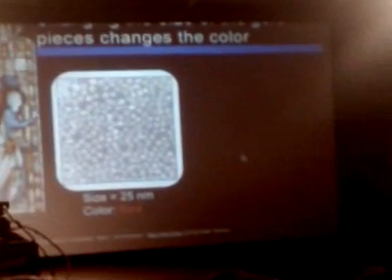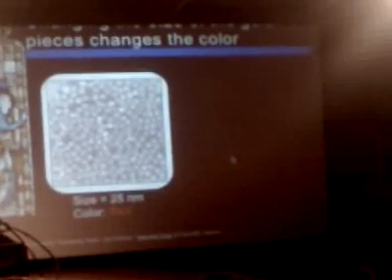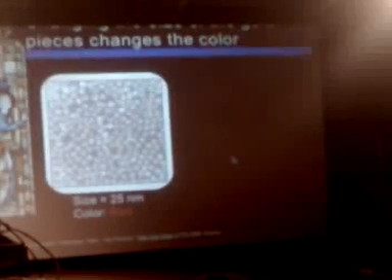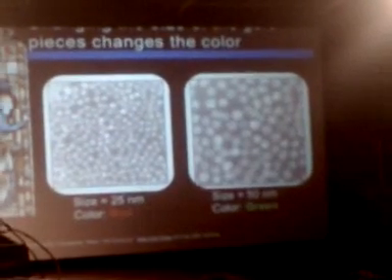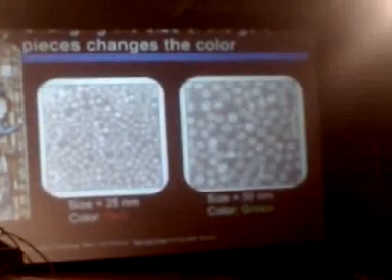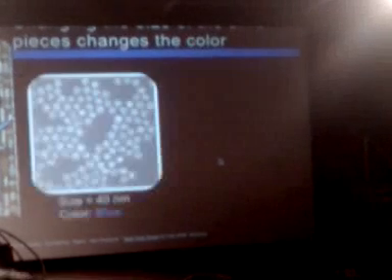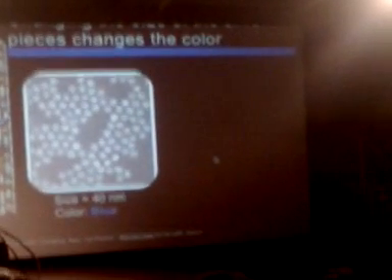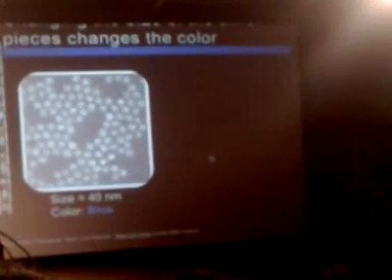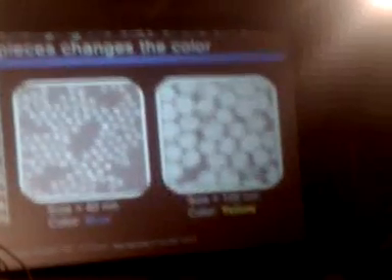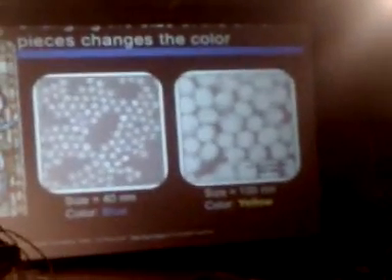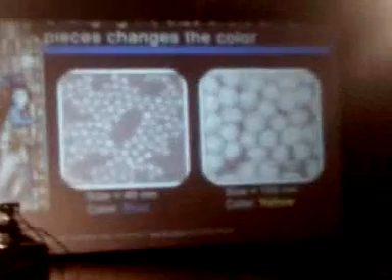So if you have 25 nanometer pieces of gold, the color will be red. If you have 50 nanometers and just a little tiny bit bigger, the color will be green. So if you make different size pieces, you get different colors. Same thing with silver. If you have 40 nanometer pieces, the color will look blue. If you have 100 nanometer pieces, the color will be yellow. So changing the size changes the color.